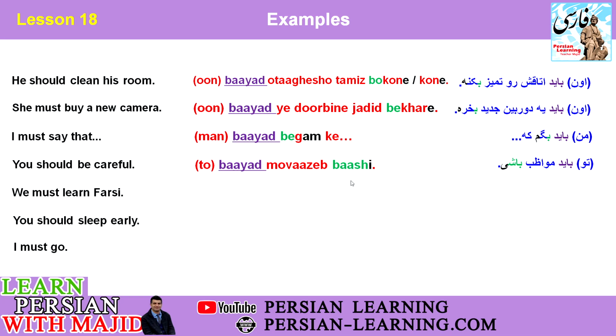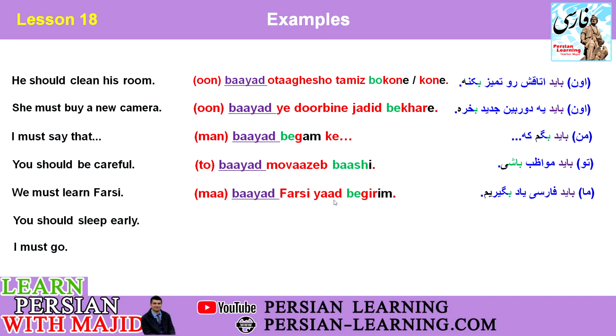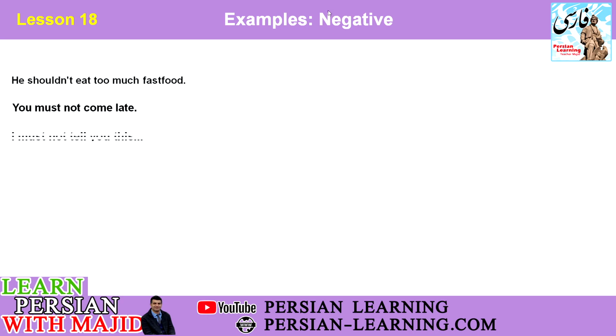باید مواظب باشی. We said that this form with be for to be and to have is irregular. You have to memorize it. So it is always باش for to be, and then you have your ending. باید مواظب باشی. We must learn Farsi. Yes, we must. ما باید فارسی یاد بگیریم. Learn means یاد گرفتن. You should sleep early. باید زود بخوابی. I must go. باید برم.